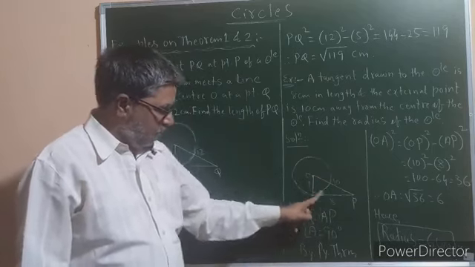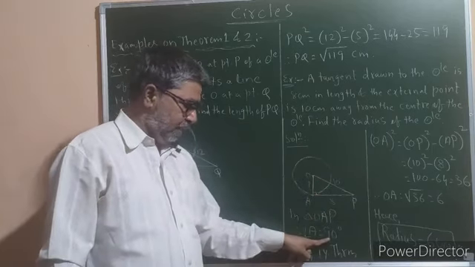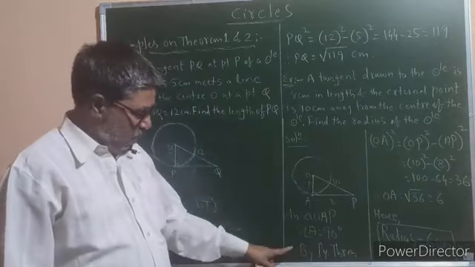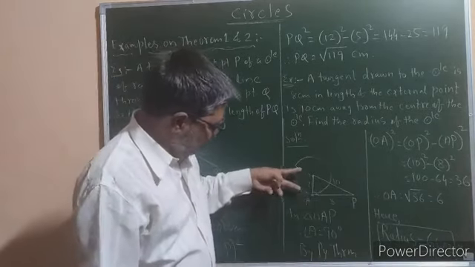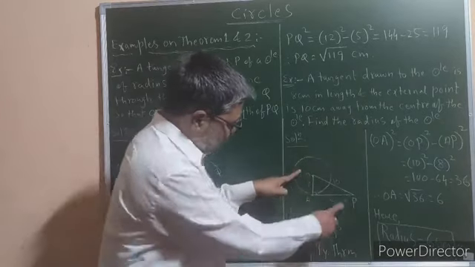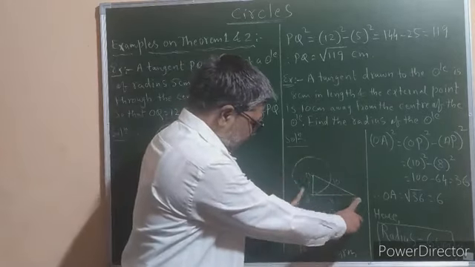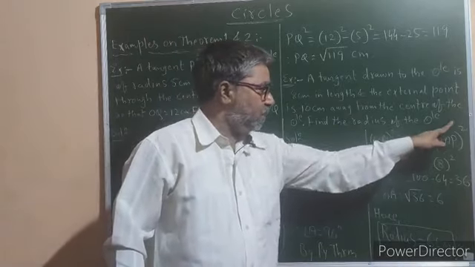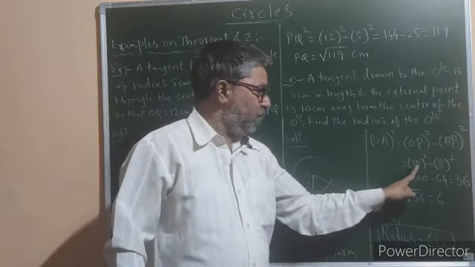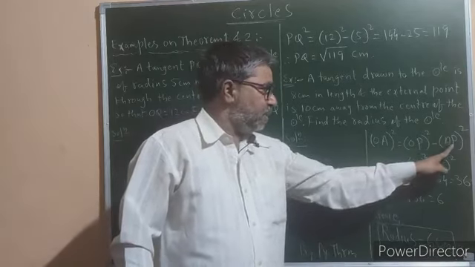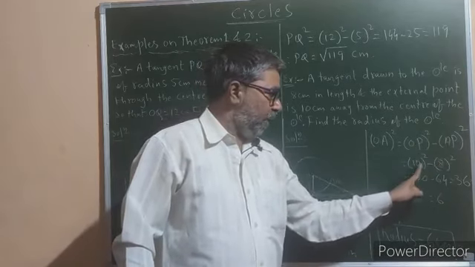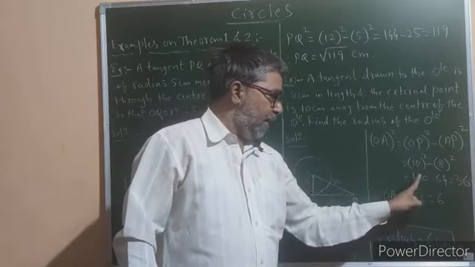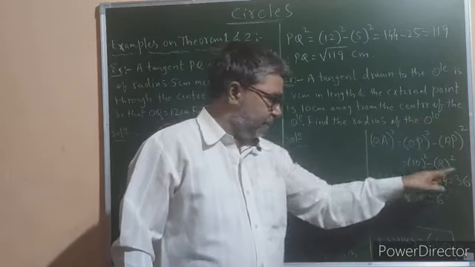So in triangle OAP, again angle A is equal to 90 degrees. It is a right angle triangle. Then apply Pythagoras theorem. So by applying Pythagoras theorem, OA square is equal to OP square minus AP square. The value of OP is 10, 10 square, minus AP's value is 8, 8 square. 10 square, you know, is 100, minus 8 square is 64. 100 minus 64 will be 36.